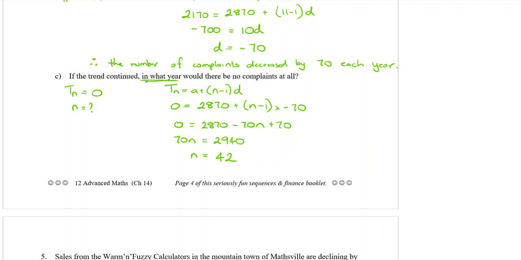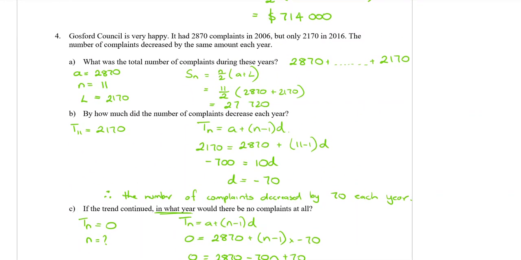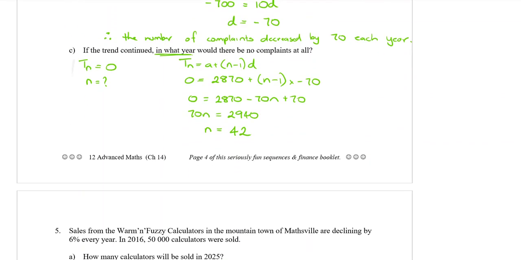In what year? Can I say in year 42? Maybe think back to the question. We started in the year 2006, went 2016. So could you say what year, 2000 something, that there is finally going to be no complaints? Think about it, including that first one. So what am I going to do? So therefore, think about it while I write this down.